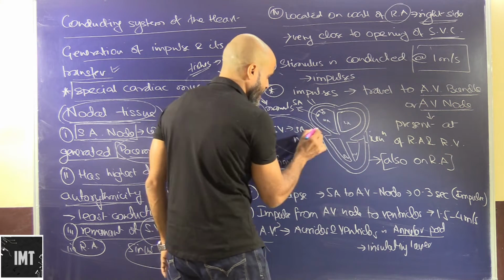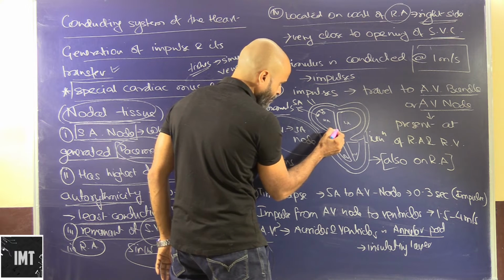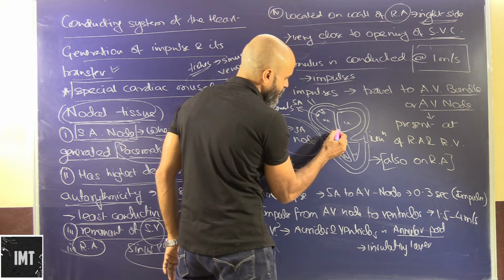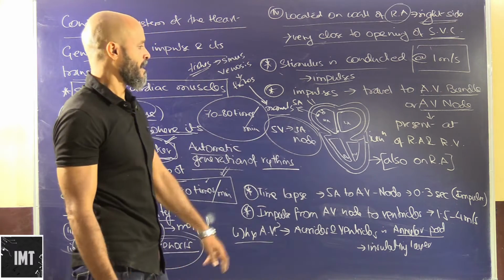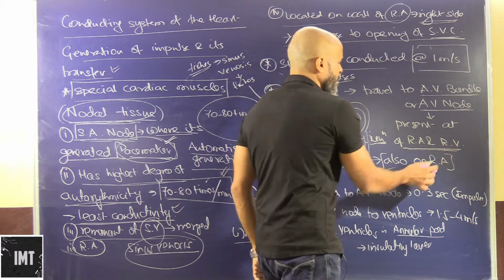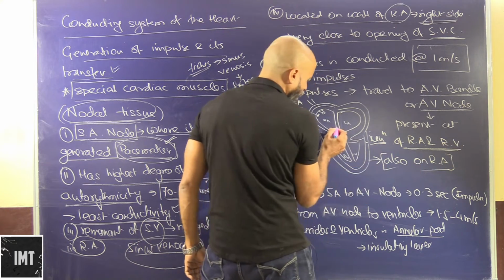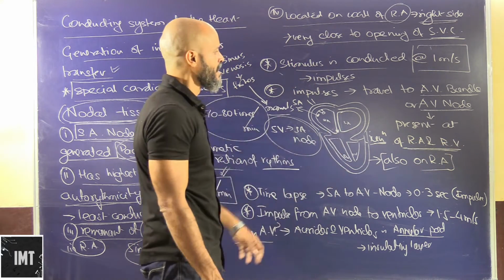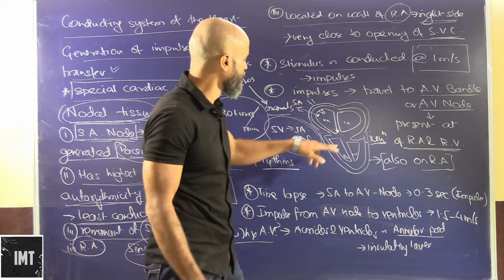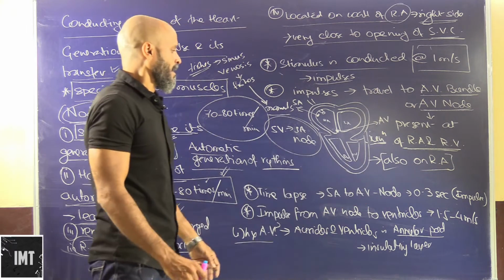Now where is this located? So this AV node is located out here at the junction. These are also known as junction nodes, on the junction of the right auricle and right ventricle, on the side of the right atrium. So here we can say that this is the AV node.